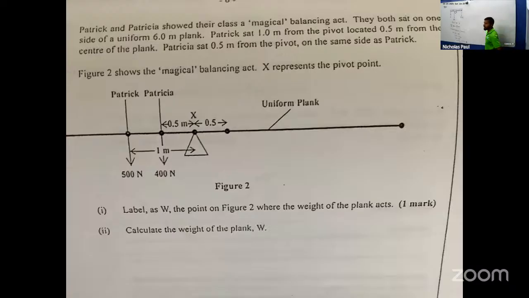You have a plank, and the person is doing a balancing act, such a question.